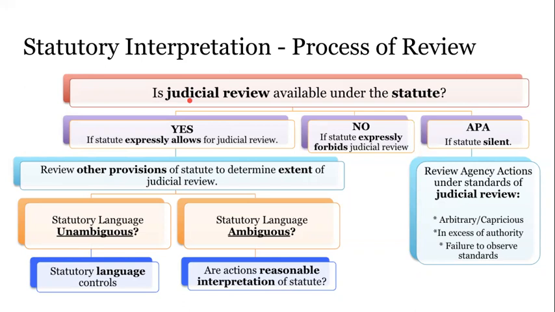So courts, as a matter of fact, look to find judicial review available, but generally speaking, when we say the statute must expressly forbid judicial review, it has to be pretty obvious in order for the courts to say, okay, no. So let's just focus on the yes. We'll assume that the statute expressly allows for judicial review.